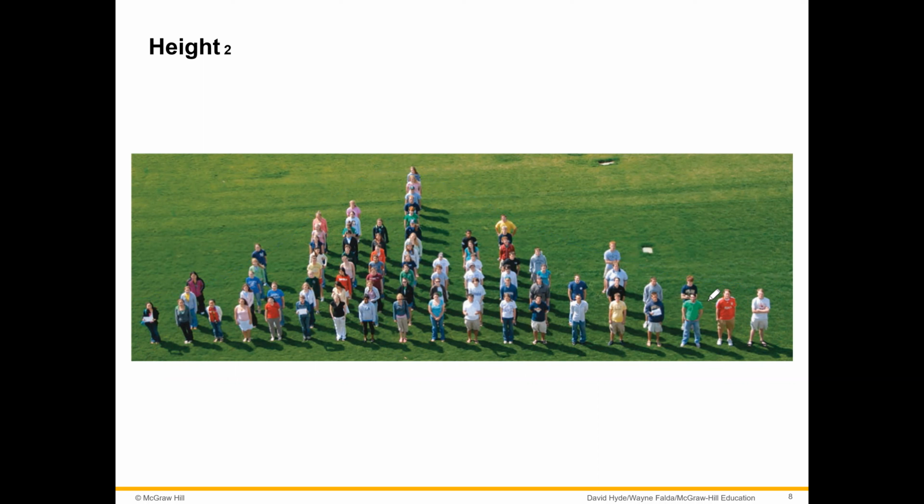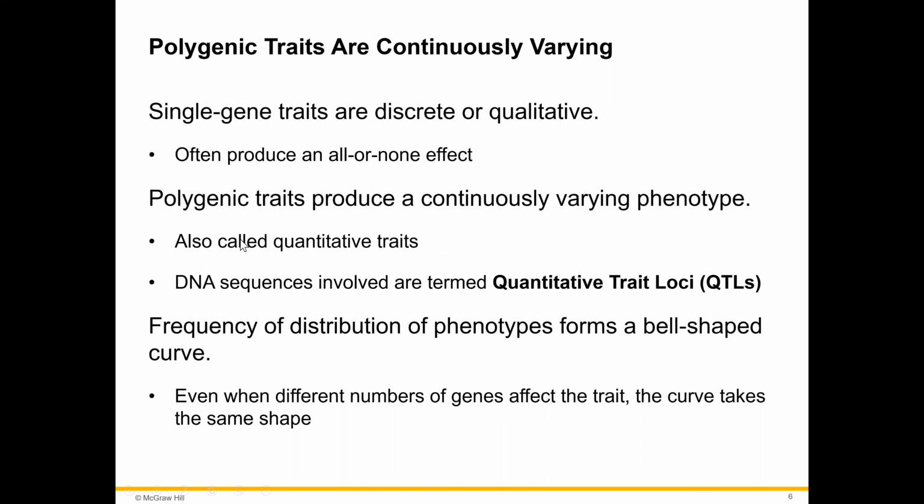So when you're looking at a polygenic trait, it doesn't matter if it's height, skin color, or eye color, these traits are determined by many genes. We will see that few people will be on the extreme degrees, and so many people will be in the middle of this trait, right? So that's what it says. I will go back and say that polygenic traits produce a continuously varying phenotype.